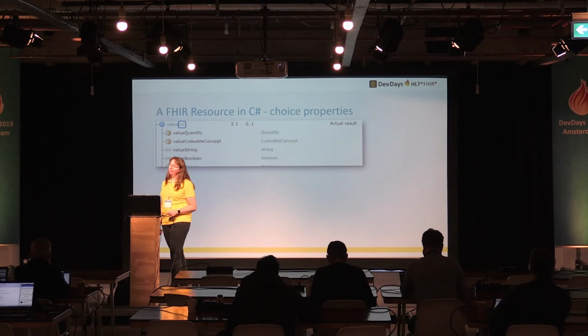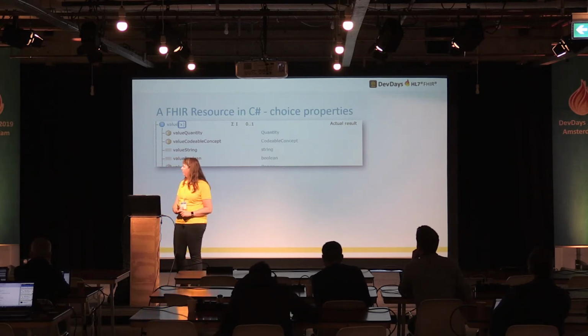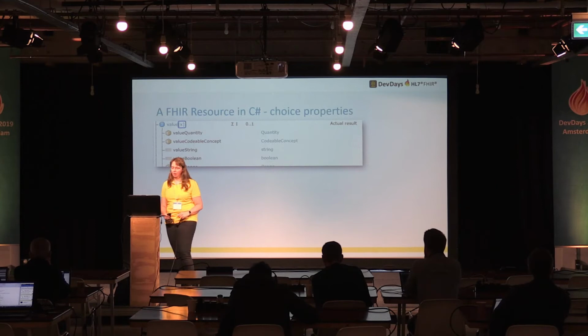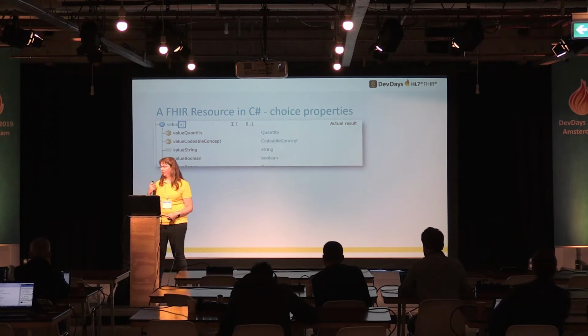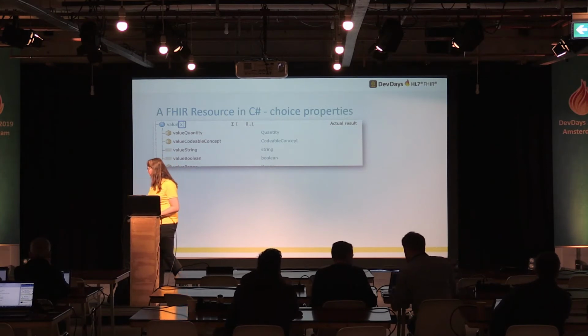One important thing to notice is that you have choice properties in FHIR. Those are the things that have this X behind them. So in this case, you will see that we have this value X here on my slide. This is part of the observation definition. And this X means that you have a choice in what data type you fill that field with. So in this case, you can see there's a quantity, a codable concept, etc., etc. The list is longer than this.